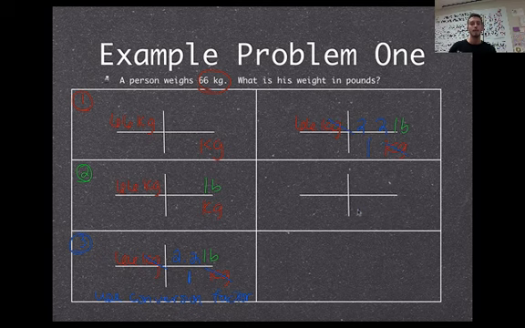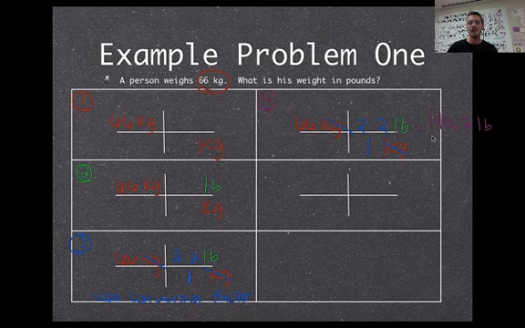All right, so my next step is to multiply horizontally. So across, I want to multiply my numbers. So I'm going to multiply 66 by 2.2, and that gives me 145.2, and my unit that I have left is pounds.